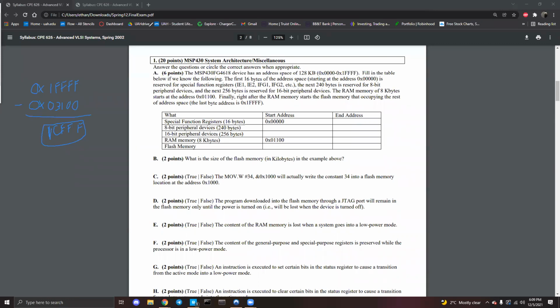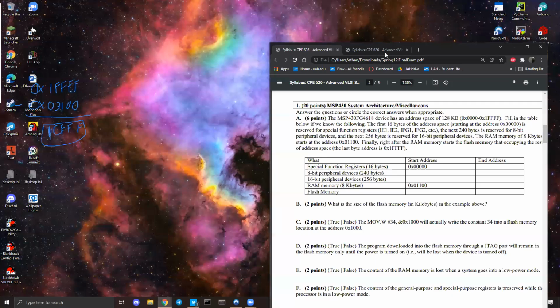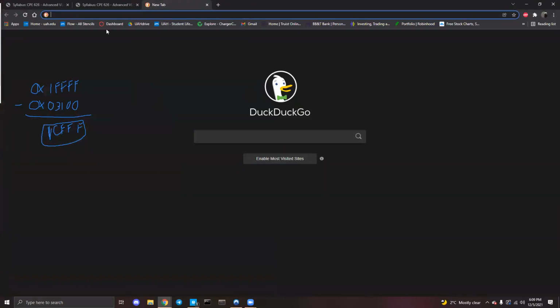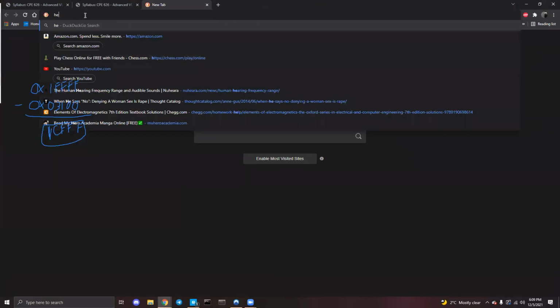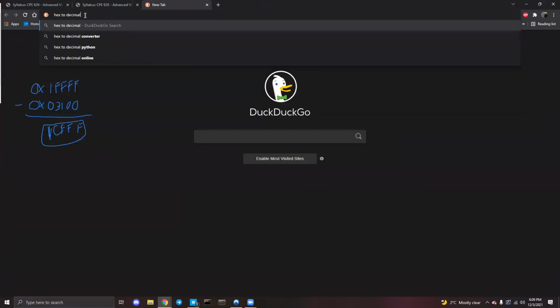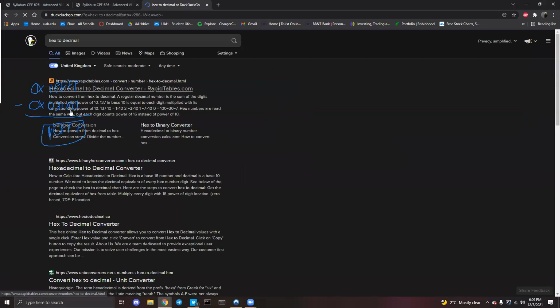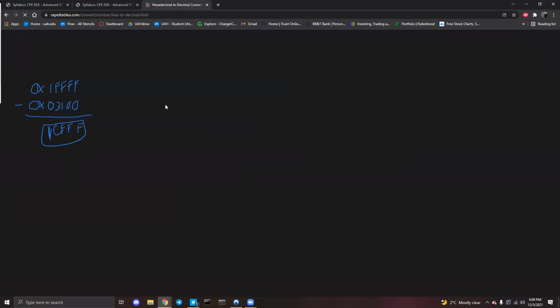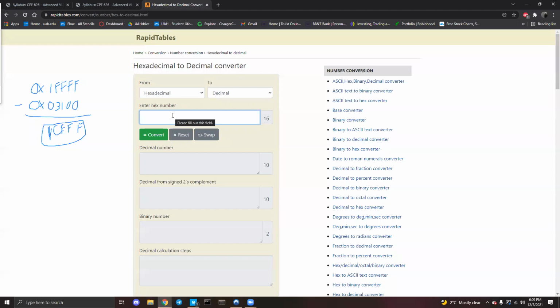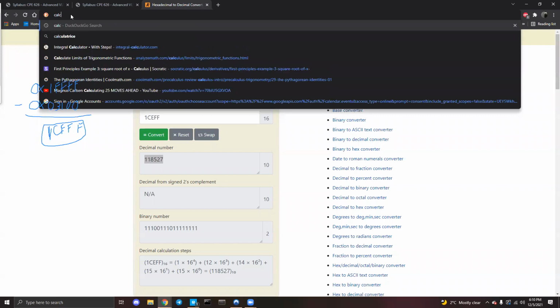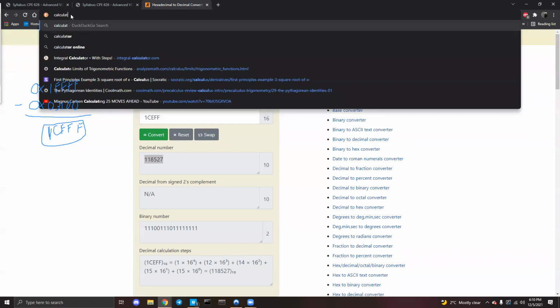So let me see. Let me do this. There we go. New tab. Speed run. I love how it just sits there. So we do 1 C E F F. Convert, and then you take this, right? I get like 116. You round up.